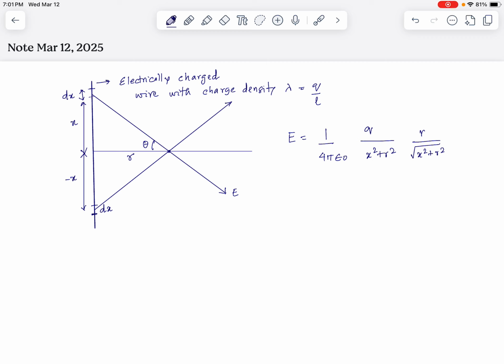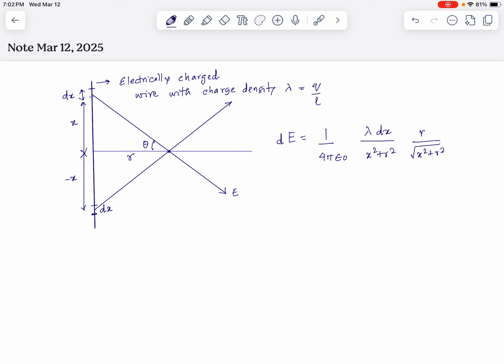Now q here is nothing but lambda times dx. So we are looking at the contribution of this particular segment to the electric field here. The charge is just lambda times dx, the linear charge density times the length of that piece of wire. That is the small contribution to the electric field along the radial direction. That's the important thing.